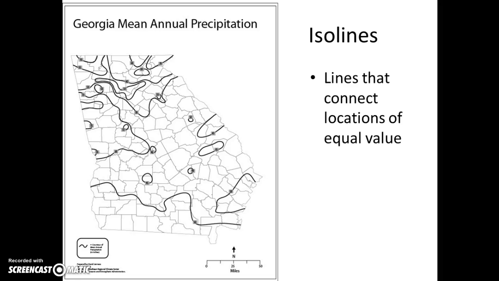Isolines show you lines that connect locations of equal value. So everywhere along this line has a 50-inch mean precipitation for the year. So about 50 inches of rain for the year everywhere along this line. Here it's 40, here it's 45. So we can compare the areas based on the lines on the map.